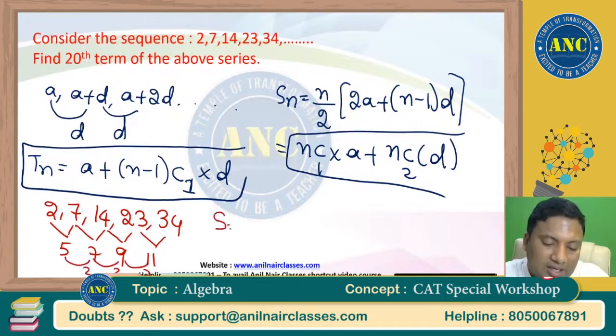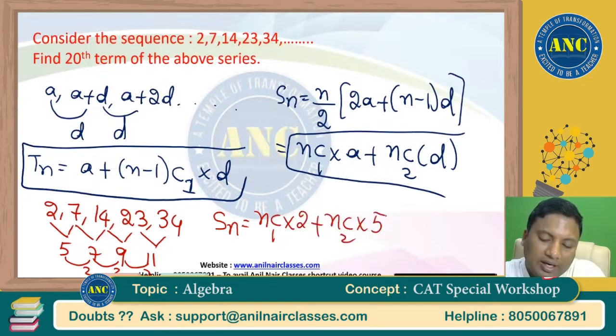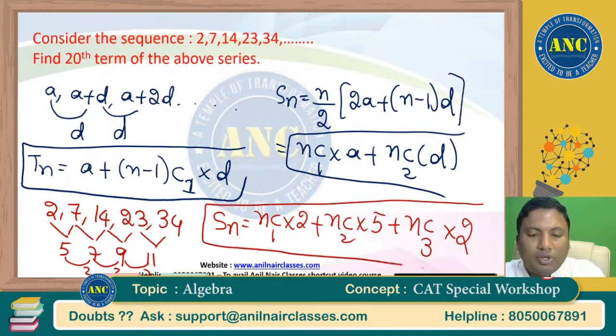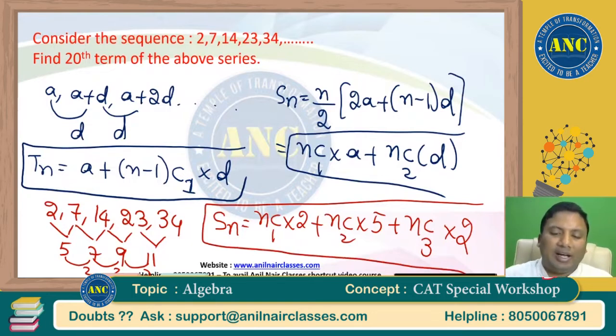So Sn is nothing but nC1 into 2. Are you with me? Next one, nC2 into 5. Again the gap, it is nC3 into 2. This is the sum of n terms. You can check it out whether you are getting it or not.